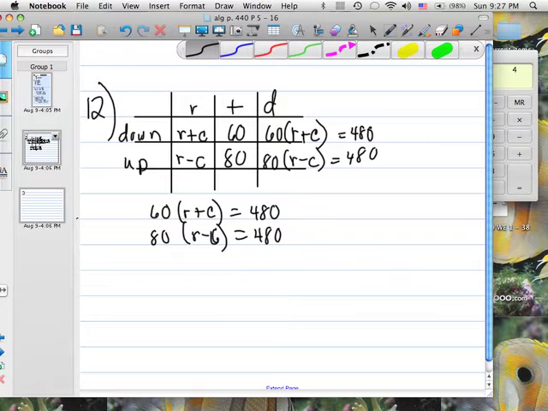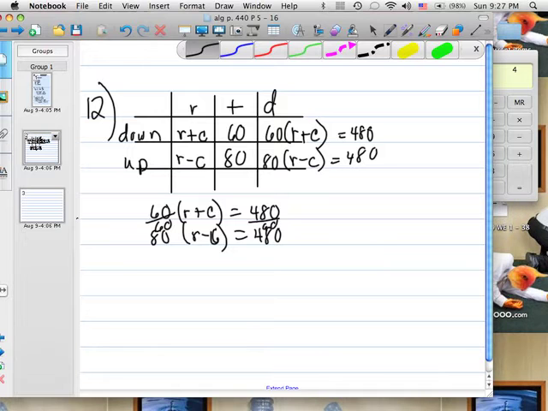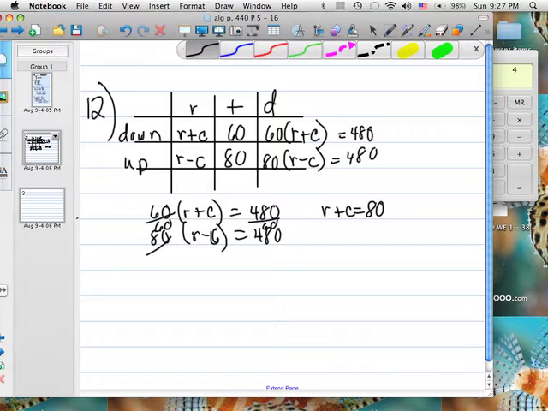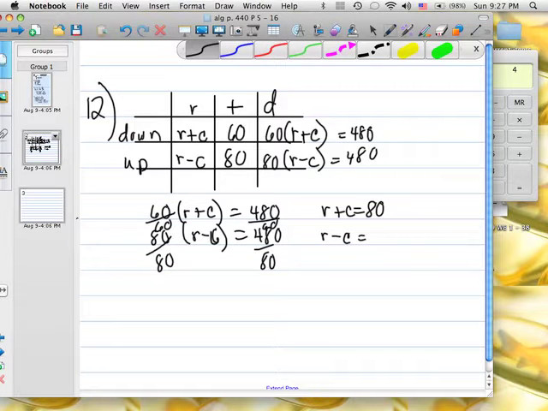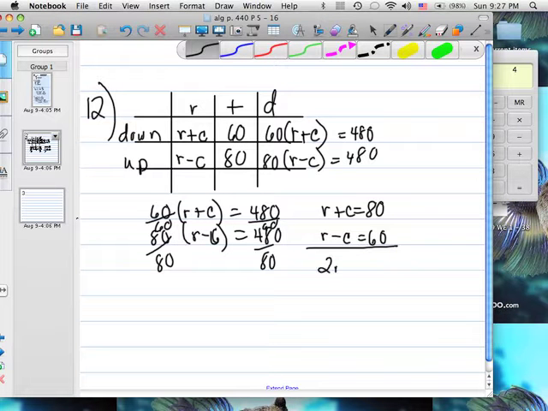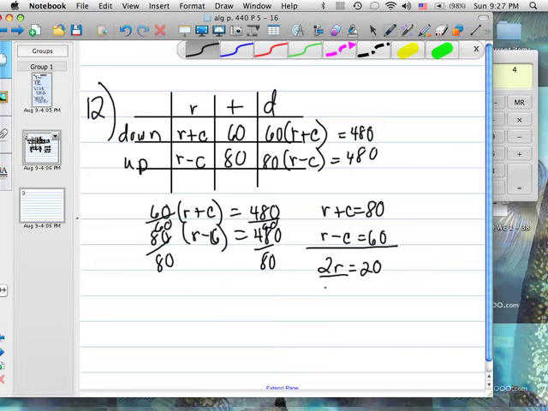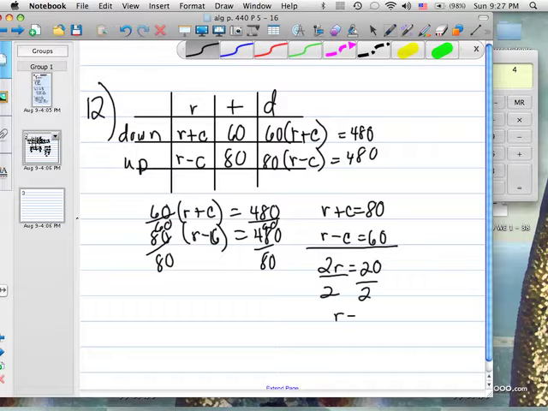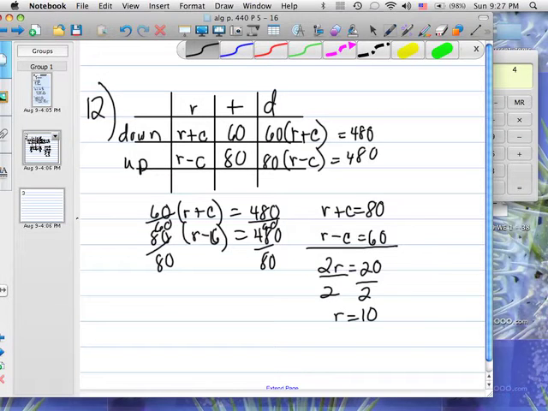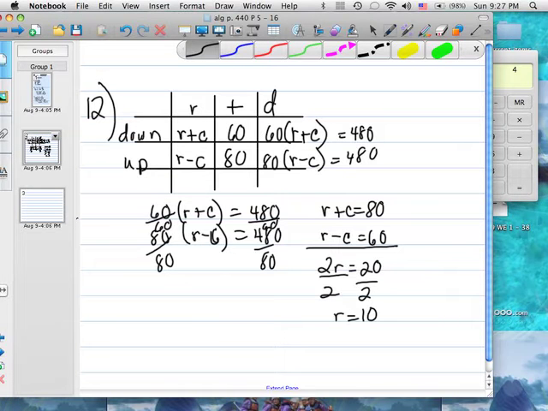Well, I could multiply through by the 60 and 80. However, I could divide both sides by 60, and I get R plus C equals 80. And divide both sides by 80, and I get R minus C equals 60. Now I would add, this would eliminate the C, so I'd get 2R equals 20, divide by 2, and my rate is 10. And the question was the rate in still water and the rate of the current.